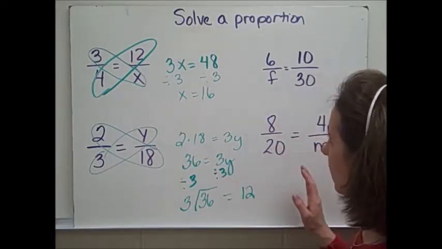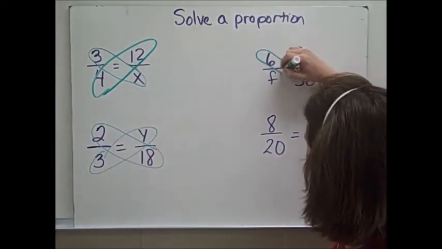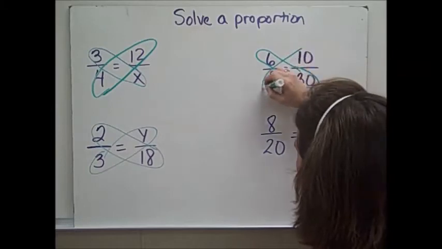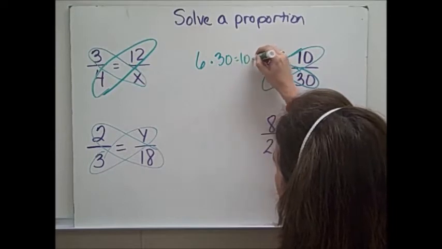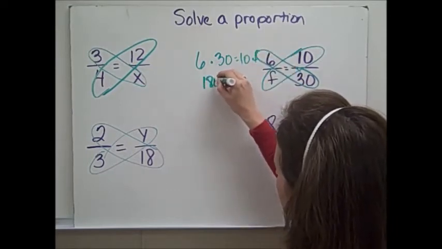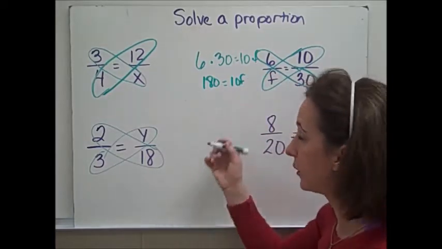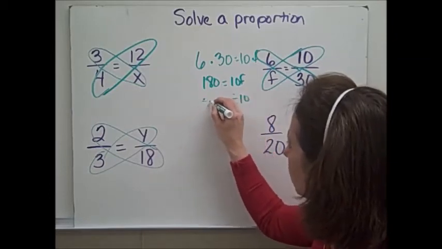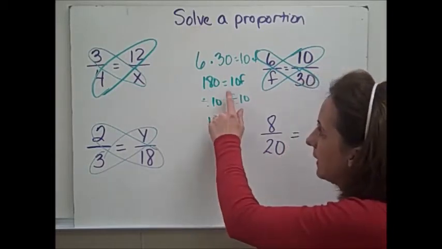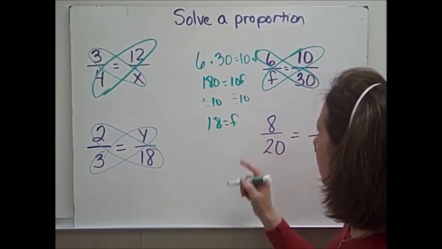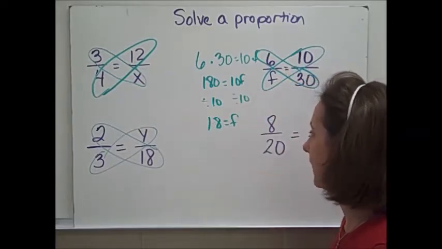So now let's use cross products and solve these. All right. 6 times 30 equals 10 times f. So 180 equals 10f. So again, because it says 10 times f, I have to use the inverse operation, which means I have to divide them both by 10. 180 divided by 10 is 18, and 10 times f divided by 10 is f. That means that my missing variable in this proportion is 18.